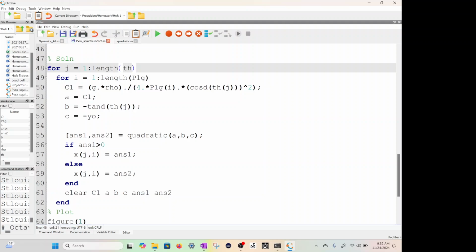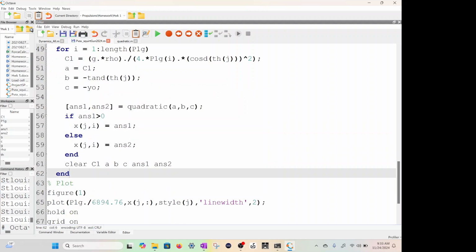So the way I stored X is a matrix. So this is your row and this is your column. So the first entire row is going to be your first theta, which is 0. And then these numbers are your pressures, your columns. And then when you get to your second, this second row would be for 25 degrees. And I'll show you here.